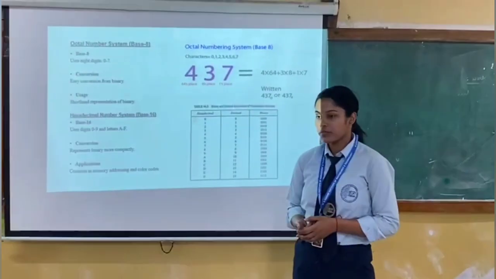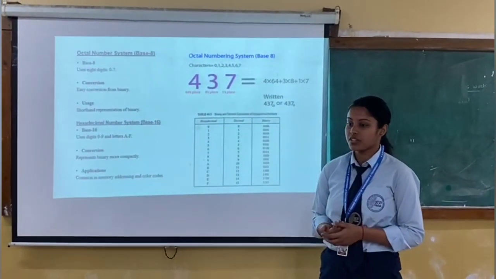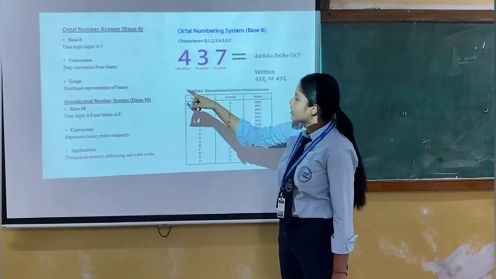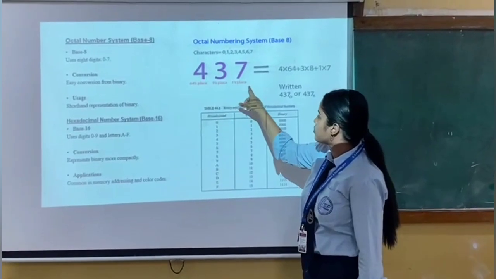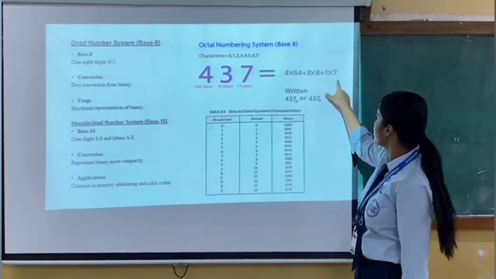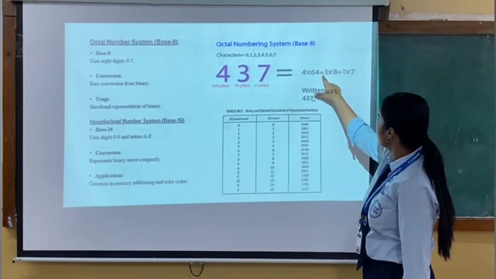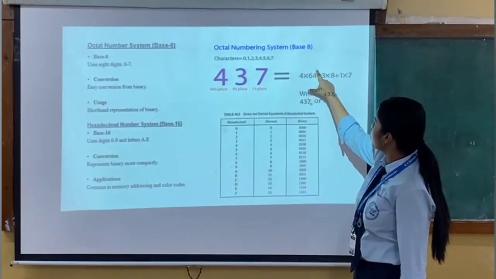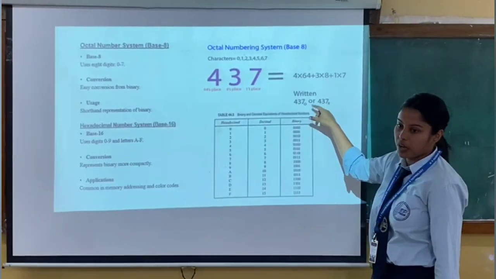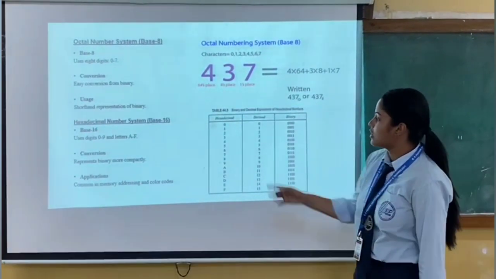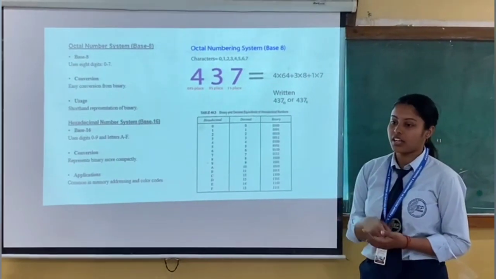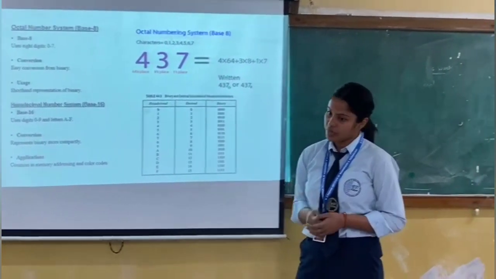Talking about the octal number system, we have digits 0 to 7 and the base number is 8. In the example we see 437, and we have to multiply with powers of 8: 8 to the power 0, that's 1, so 1 into 7, and then 8 to the power 1, that's 8, so 8 into 3, then 8 to the power 2, 64. In the hexadecimal number system, we have 0 to 9, that's 10 digits, and then A to F, and the base number is 16.